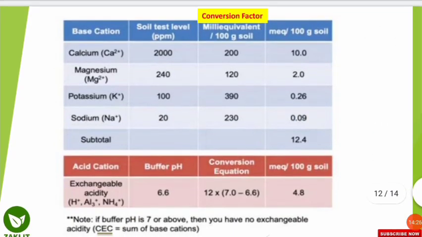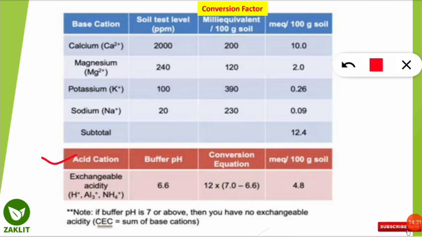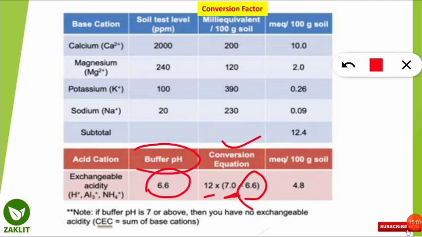So here we have now calculated the base cations. As you can see, this table is added. Now we have to find the acid cations, meaning exchangeable acidity, which can be of H plus, Al3 plus or NH4 plus. Here we need to take a buffer pH for the analysis of that soil, and according to the buffer pH we have to use the conversion equation. So what is this equation? This equation is 12, which is standard, multiplied by 7, that is the neutral point, minus the buffer pH taken for the soil analysis.